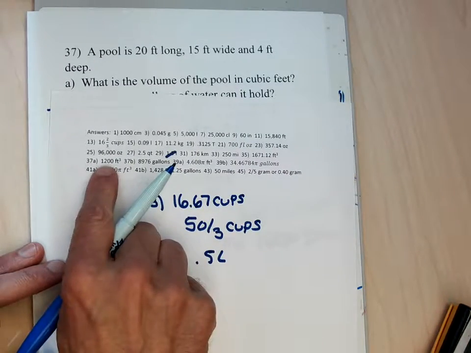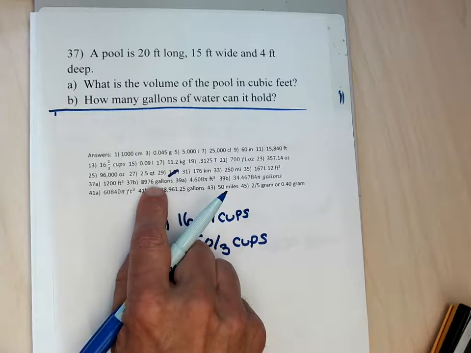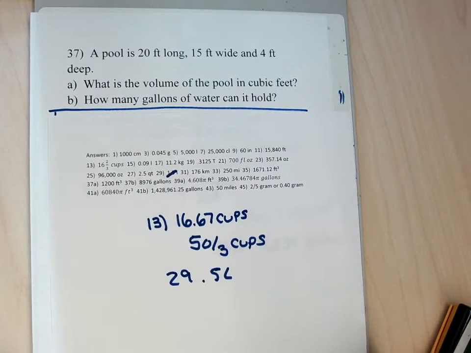When you go to do your problem 37, there's a part A, which is the volume of the pool, which is going to be 1,200 cubic feet. And there's going to be a part B, how much water can it hold? It's 8,976 gallons.